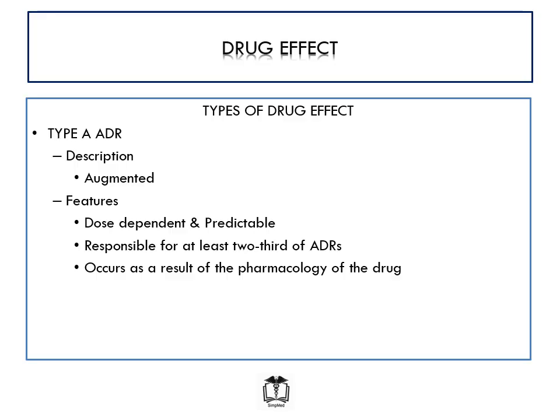We refer to this effect as typically predictable or expected. So type A is an example of an undesired effect that is predictable and is dependent on dose. Type A is the commonest form of drug adverse effect that we see, and it is responsible for at least two-thirds of the adverse drug reactions in the world. Very important to note, type A effects are due to the pharmacology of the drug. They are due to the pharmacodynamics of the drug. Hence the reason why we're talking about them.